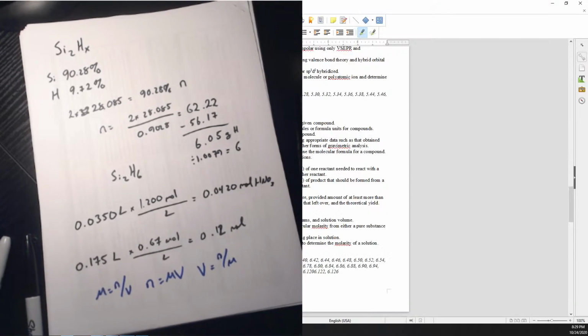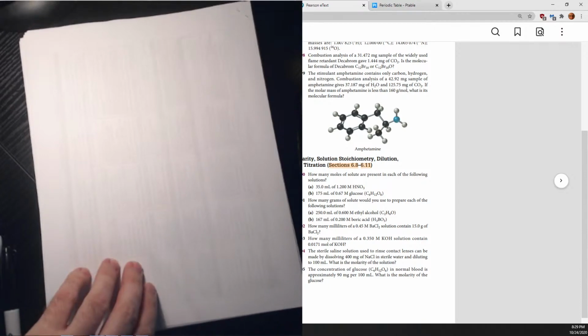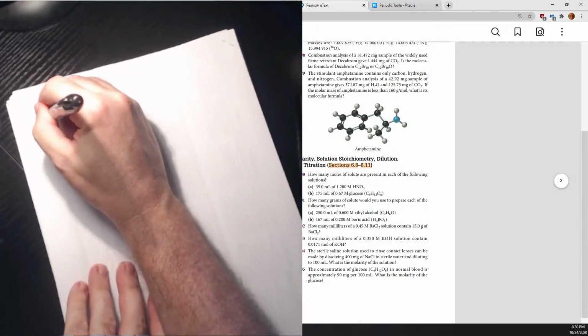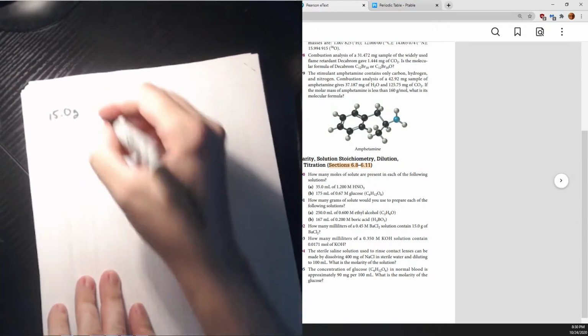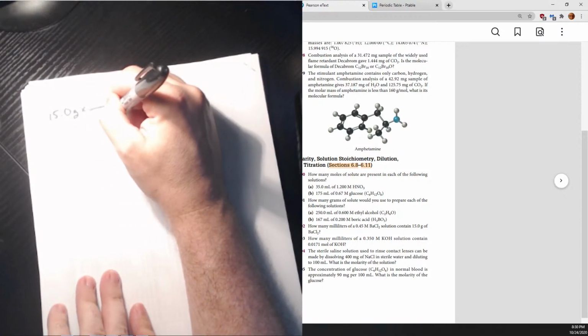After 100, we do 102. How many milliliters of a 0.45 molar barium chloride solution contains 15 grams of barium chloride? All right, so 15 grams of barium chloride, we need to convert that to moles. So we need the molar mass of our barium chloride, moles per gram.